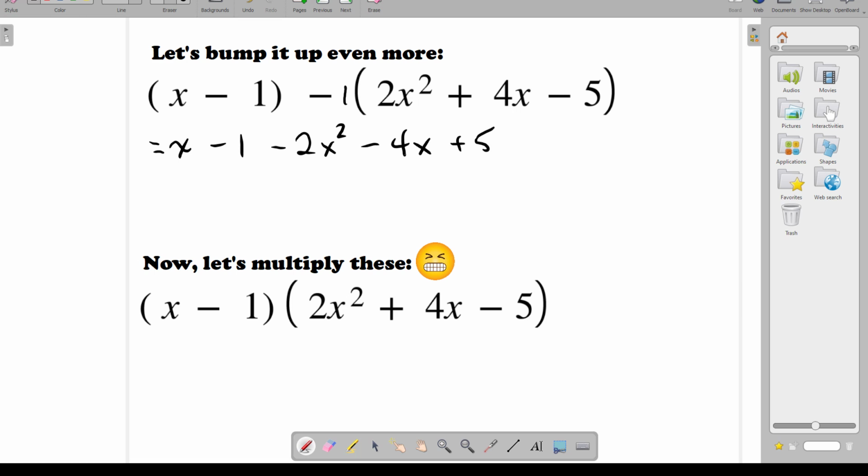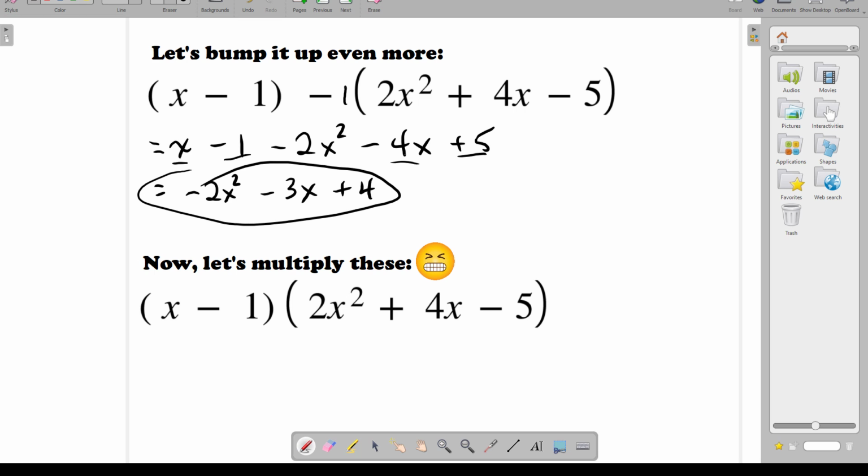And we get plus 5. Now we combine like terms. I'm going to put my squared term first. I have an x and a negative 4x. That's negative 3x, negative 1, positive 5, positive 4. So when we add these two expressions, that becomes our answer.